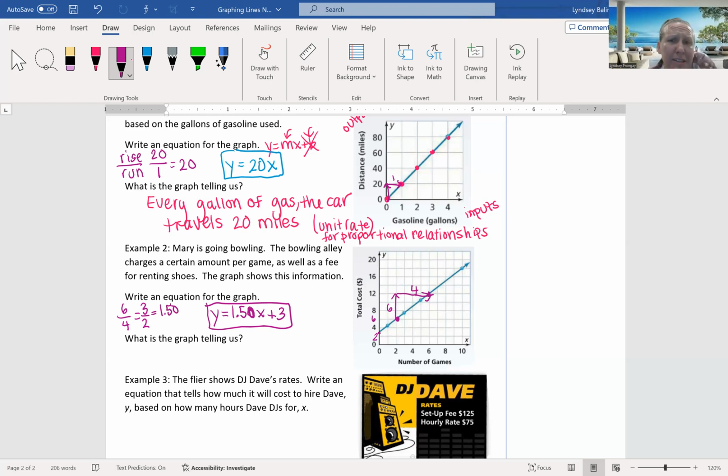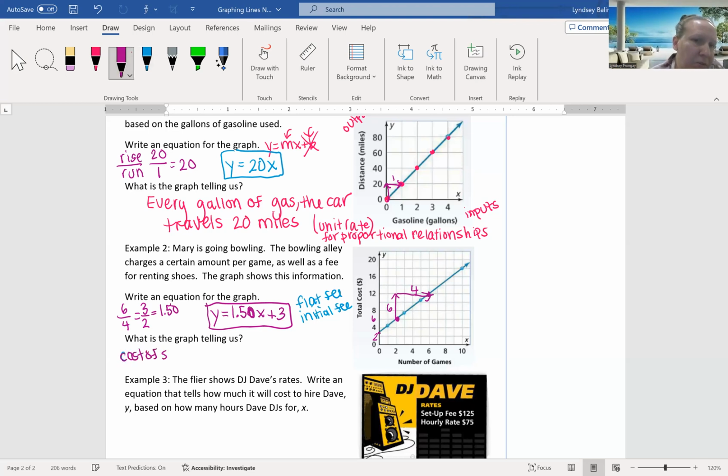So what is this telling us? Well, we wrote this equation, and it's telling us a couple things. This $3, it's a flat fee. You might hear people say flat fee, initial fee. In the context of this scenario, that's going to be the cost of the shoes.